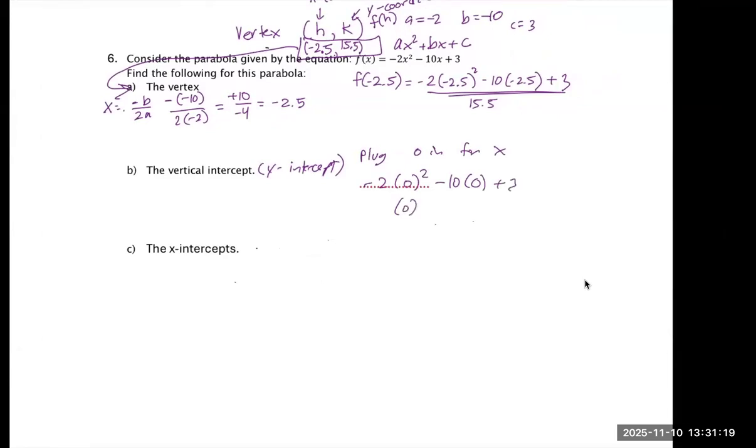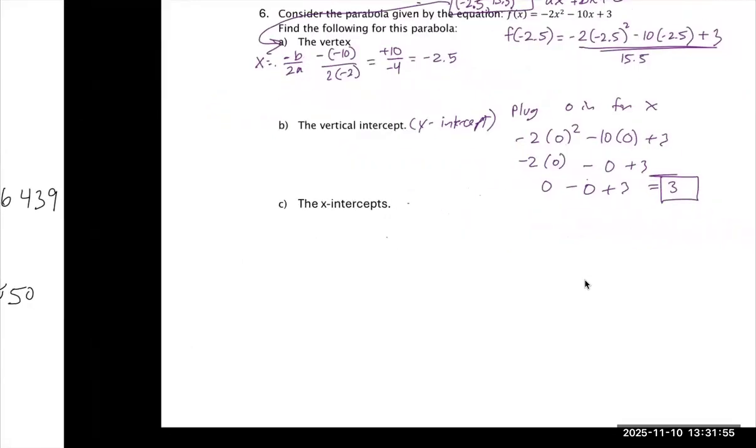Zero squared, ten times 0 is 0. 0 squared is actually just 0. -2 times 0 is 0, minus 0. 0 minus 0 is 0, plus 3 is 3. So your vertical intercept is 3.